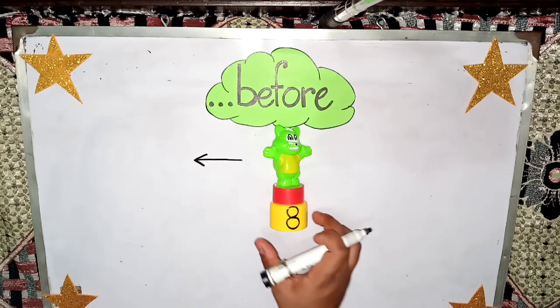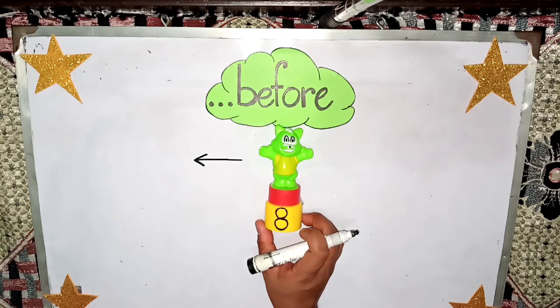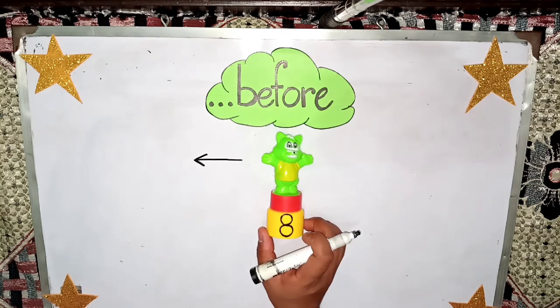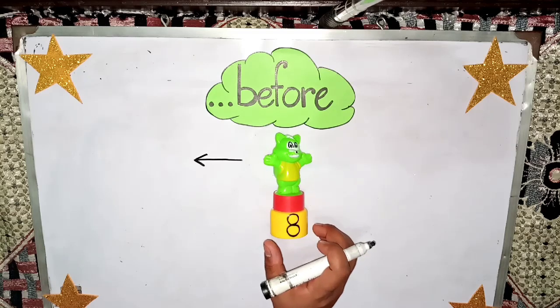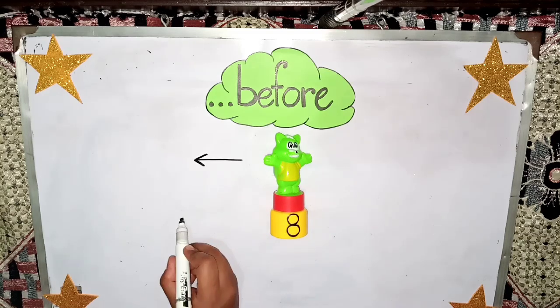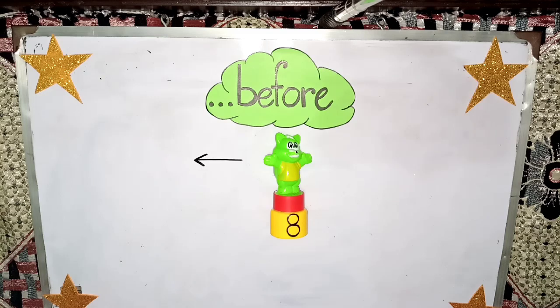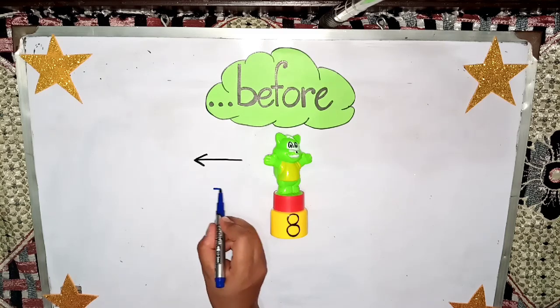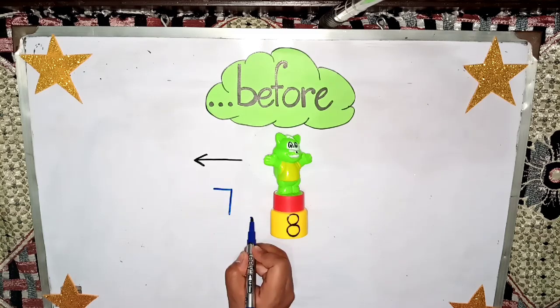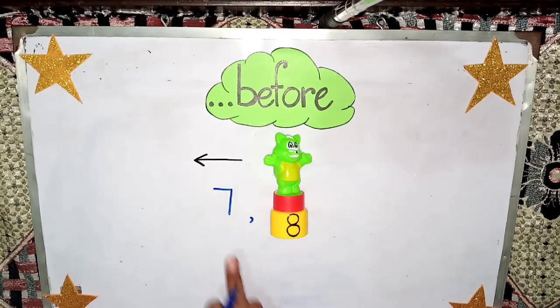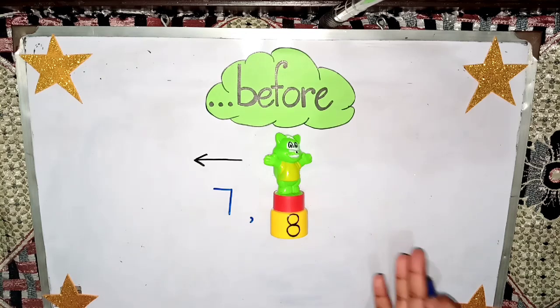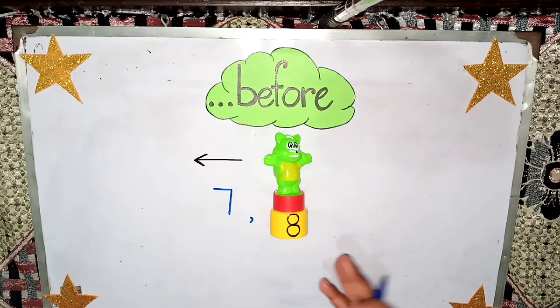Okay, so there is a number 8. So tell me class, which number comes before this number 8? Can you tell me? It's number 7. Number 7 comes before number 8. 7, 8, or in other order you will say 8, 7. Okay.